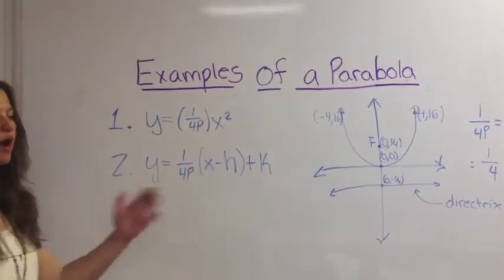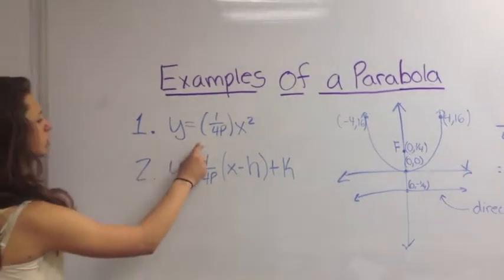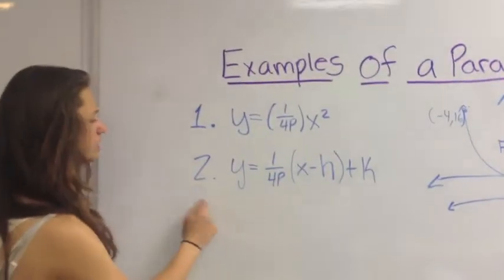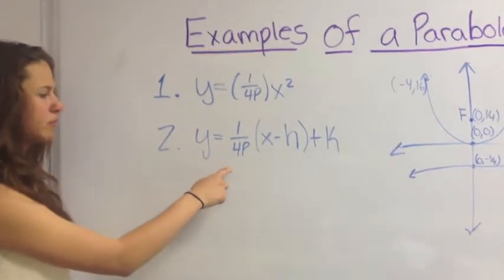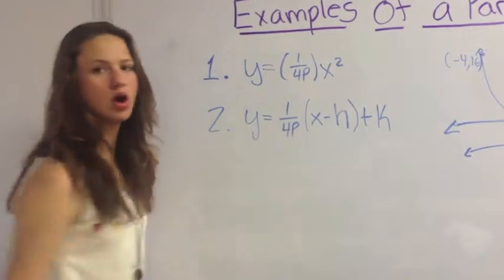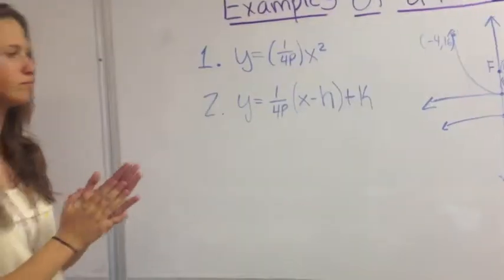The conic section is a parabola. There are two equations for a parabola. The first one is y equals 1 over 4p, parentheses, x squared. The second one is y equals 1 over 4p, parentheses, x minus h, end parentheses, plus k. I'm going to use this first equation to show you how to graph a parabola first.